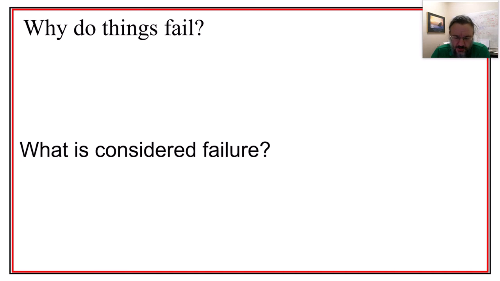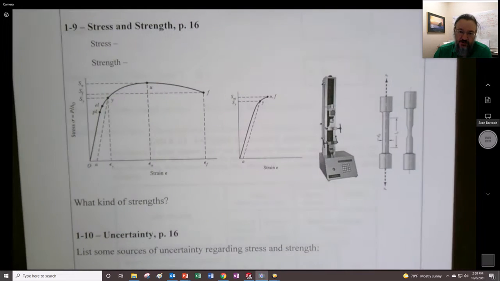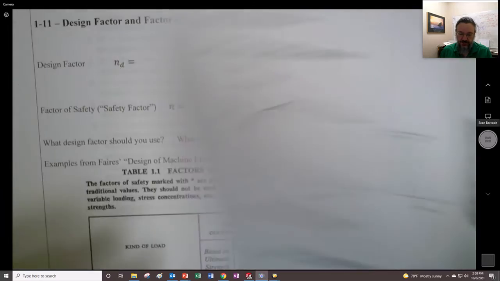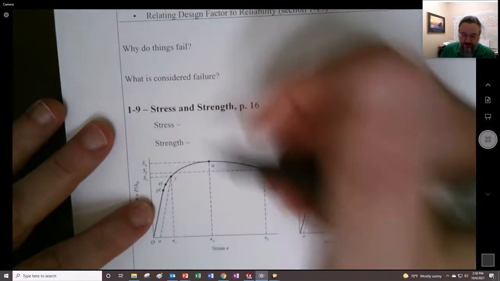And I asked this general question: why do things fail? And I like to see what students come up with. And my second question is, what is considered failure? So I'm going to give you my standard answer for this. I think the book actually says the same thing, so it's not me coming up with it.